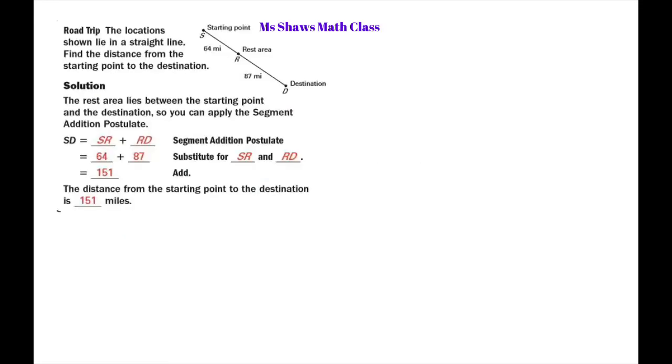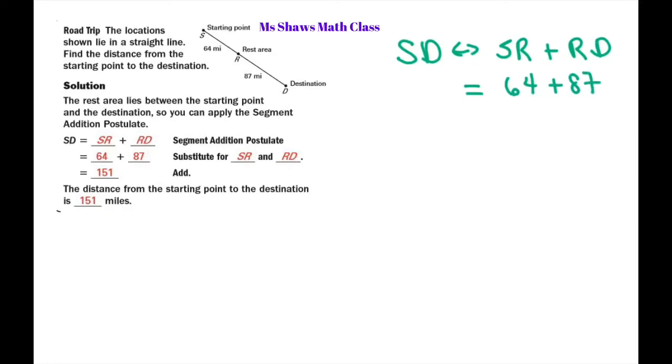All right. Another thing is that you just add the distances here. To find the distance from our starting point to our destination, you're going to add the starting point to the rest area plus the rest area to the destination. So that's going to equal 64 plus 87, and that equals 151.